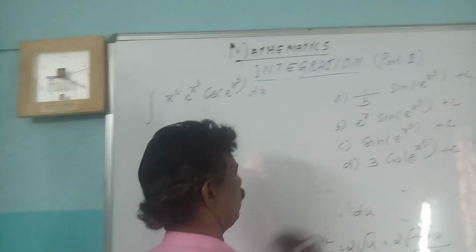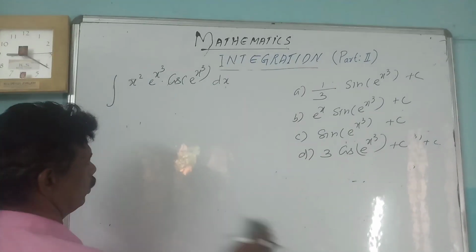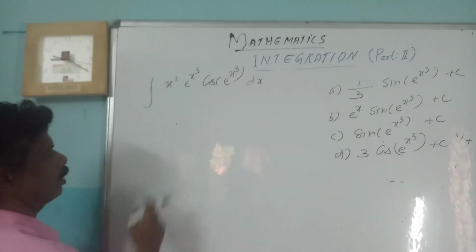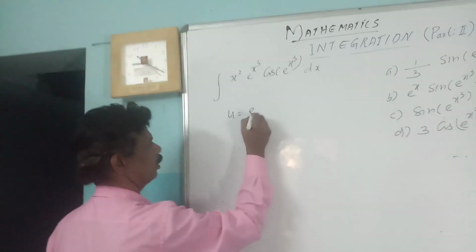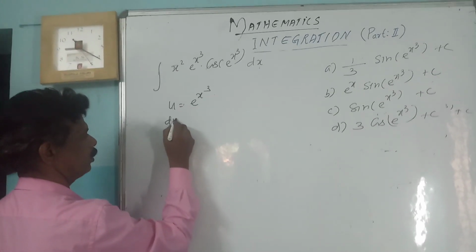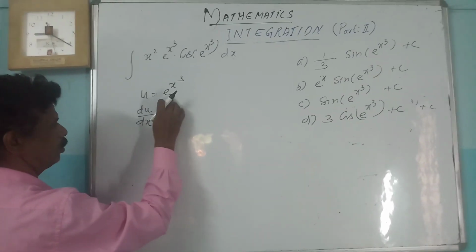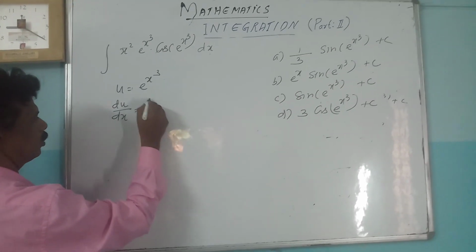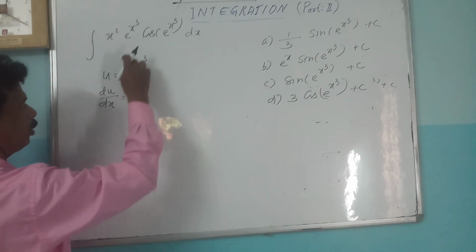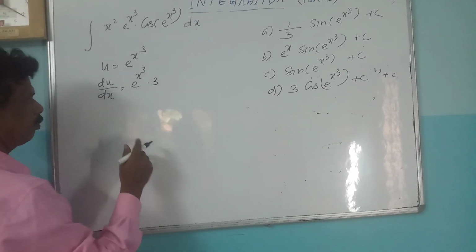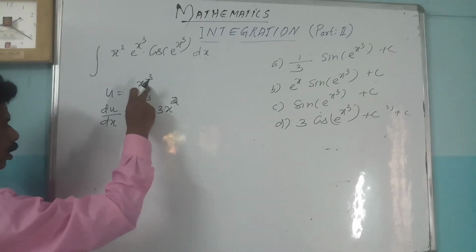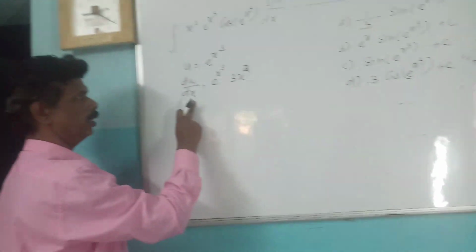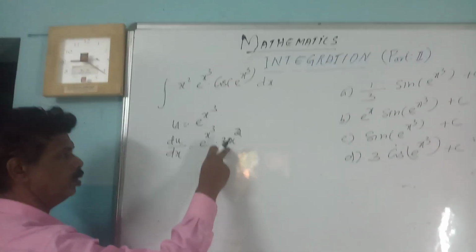Here we have to evaluate the integral of x square e raised to x cube into cos of e raised to x cube. Here also we can integrate this term by using the substitution method. Put u equal to e raised to x cube. Then differentiate: du by dx equals the derivative of e raised to x cube times the derivative of x cube, that is 3x square. So du by dx equals e raised to x cube into 3x square.